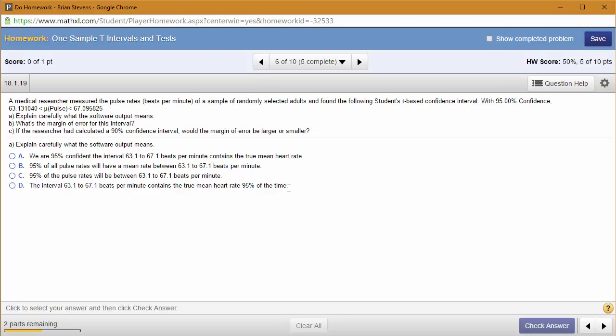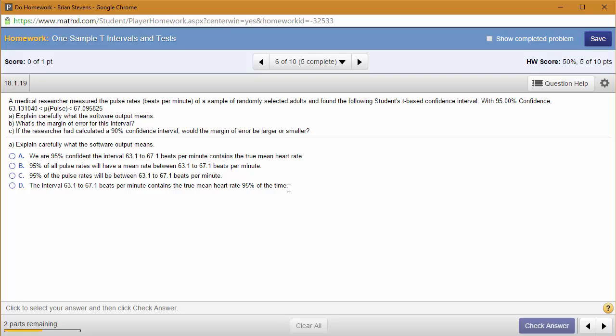A medical researcher measured the pulse rates, beats per minute, of a sample of randomly selected adults and found the following Student's t-based confidence interval with 95% confidence. We have that the true mean of pulse rates is contained in the interval 63.13 to 67.09. Explain carefully what the software output means.